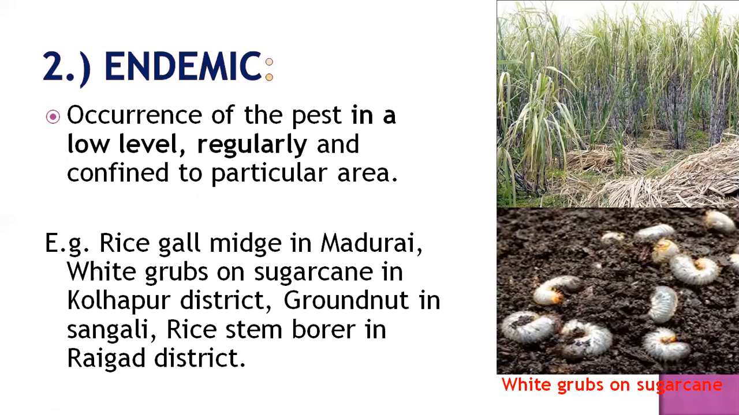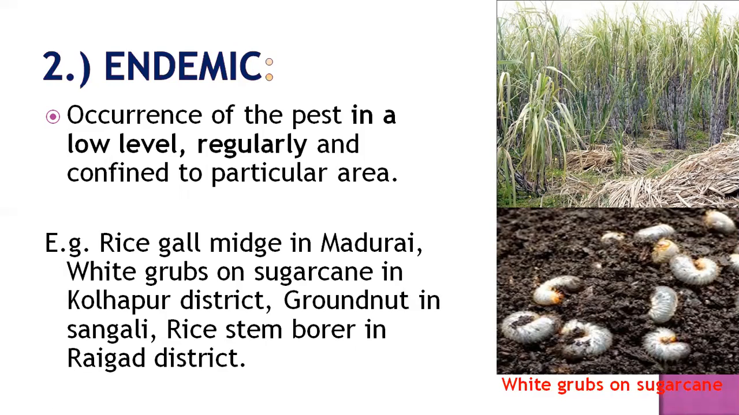Endemic is nothing but a pest that occurs regularly, but is confined mostly to a particular area or location. So here the occurrence of the pest is at a low level but regular. Suppose in the case of our Maharashtra region, we can say the sugarcane area in Kolhapur.